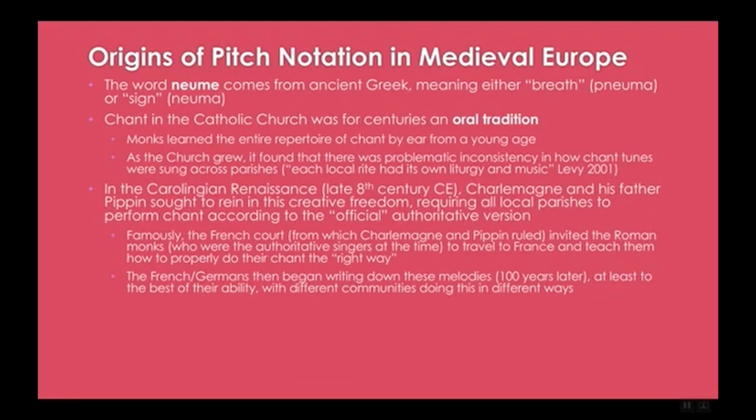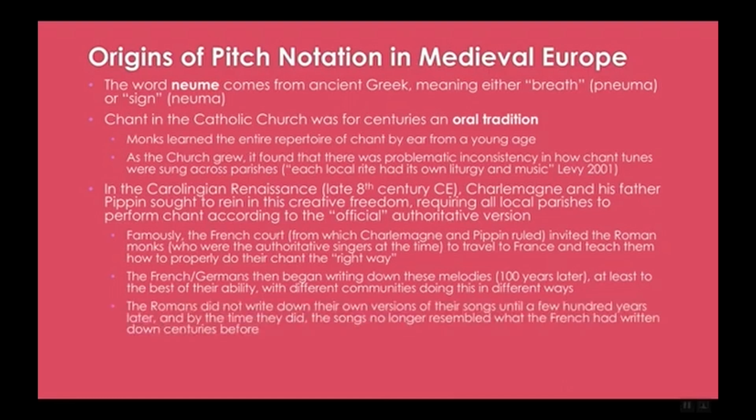But the court of Charlemagne learned the stuff from the Romans, and then they started writing them down. But they're all writing them down in different ways. They're writing them down to the best of their abilities, but they have all gone back to their individual communities, and they're doing this in different ways. And who knows if they're doing it accurately or not, because they're trying to figure out how to write pitch notation, right? So the Romans were the authoritative singers, right? The French and Germans are just writing down what the Romans were doing.